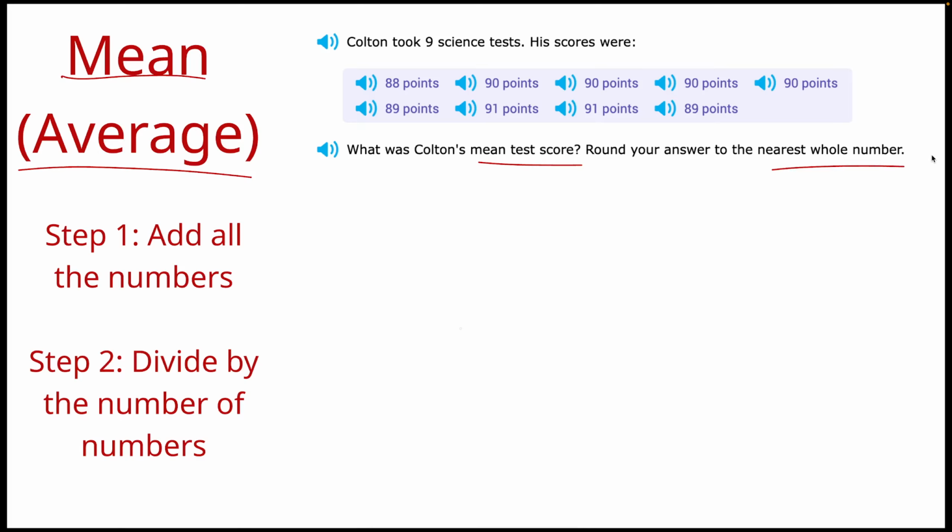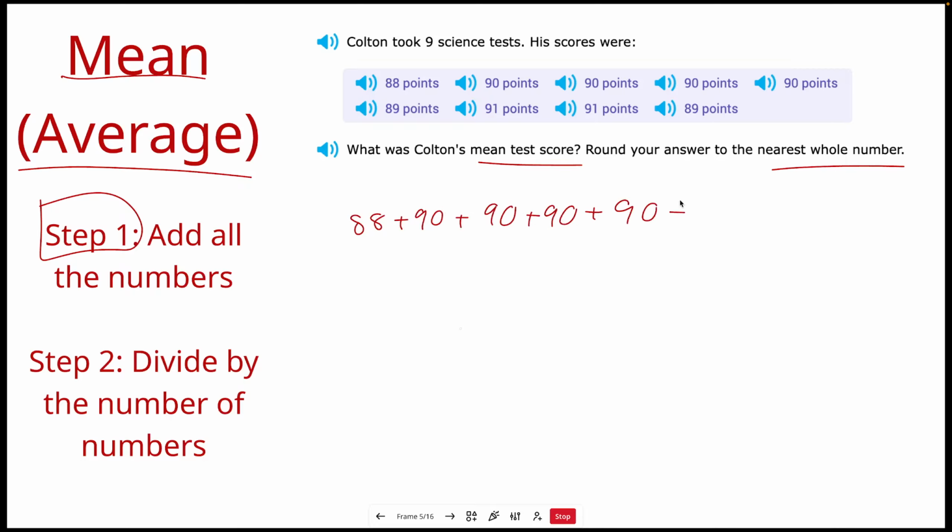Okay, to find the average, step 1, add all the numbers. So 88 plus 90 plus 90 plus 90 plus 90 plus 89 plus 91 plus 91 plus 89. You can do that by hand, in your head, or with a calculator. I'm going to use a calculator, which will give you 808. All right, so you add them all up, you get 808. Cool. Step 1 is done.